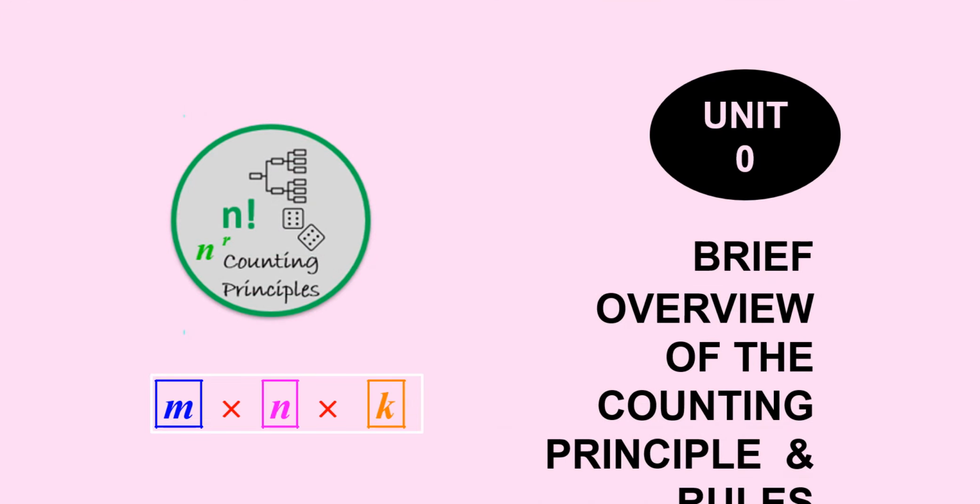Let us briefly go over some of the counting principles and the rules we did in Part 1, because you will need that to continue. Now we can actually deduce a rule that we can use there.